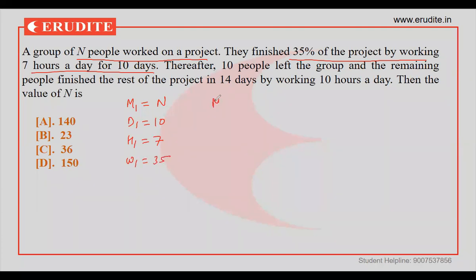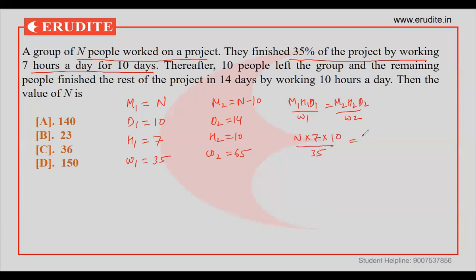Therefore, 10 people left, so M2 is N minus 10. And the remaining people finished the rest of the project in 14 days. So D2 is 14, and the hours per day is 10, and the rest of the work is 65%, right? So we are going to use the equation method, that is M1 H1 D1 upon W1 equals M2 H2 D2 upon W2. Just put it here: N into 7 into 10 upon 35 equals N minus 10 into 14 into 10 by 65.